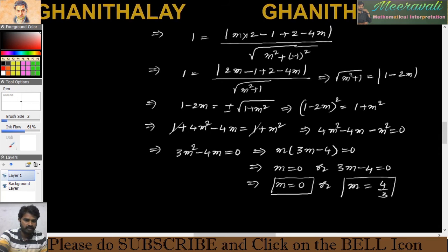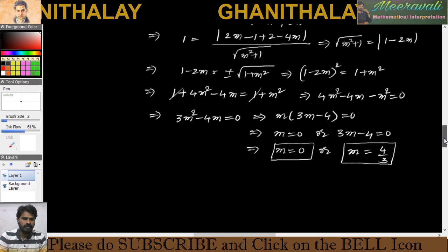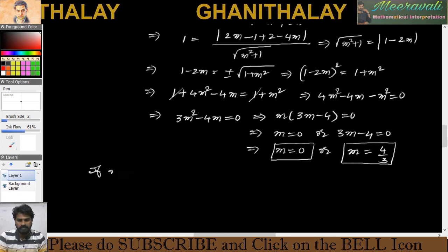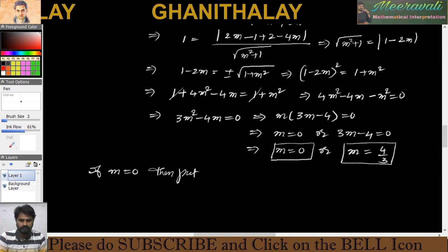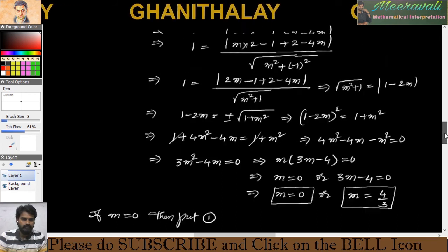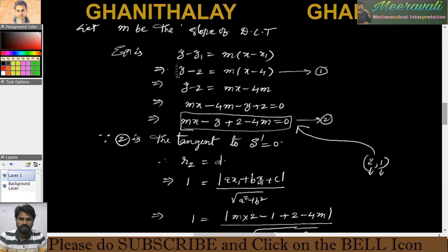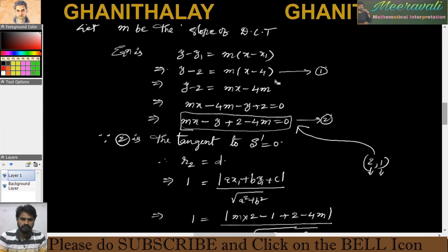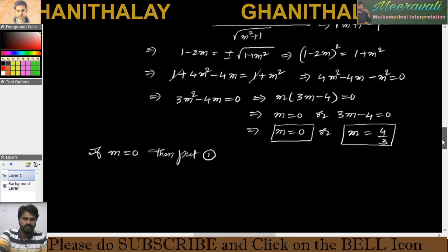These m values can be substituted in equation 1. You can get the direct common tangents equations. If m is equal to 0, then put in 1. So what is the first equation? Okay, I am going to copy this one here and paste it here.